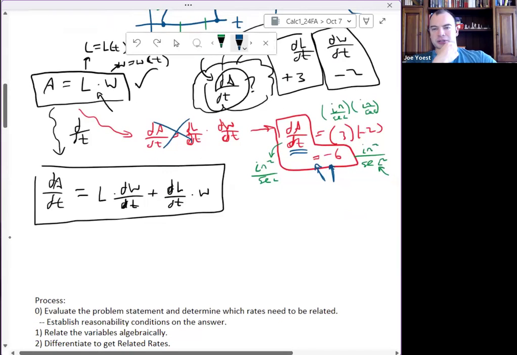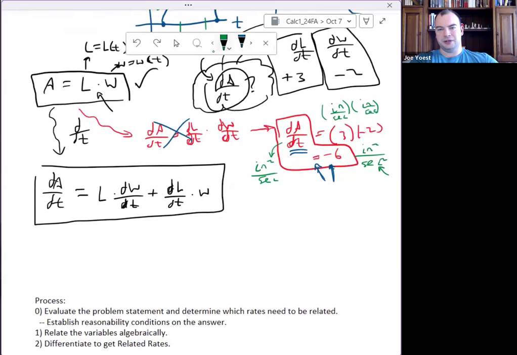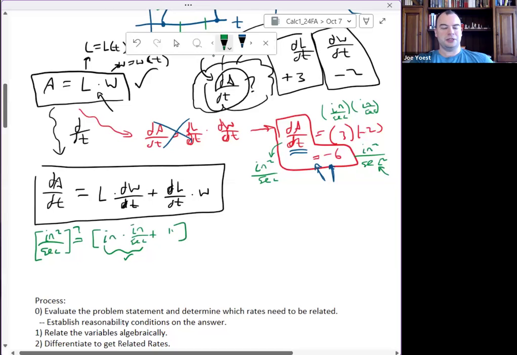The second thing, if I look at my units, again, what do I expect? Area is measured in square inches and time in seconds. So I expect the rate of change of area per unit time to be square inches per second. Are these units equal to what I have over here? I have a length, inches, times inches per second, plus the same thing. And yes, square inches per second, this does make sense.